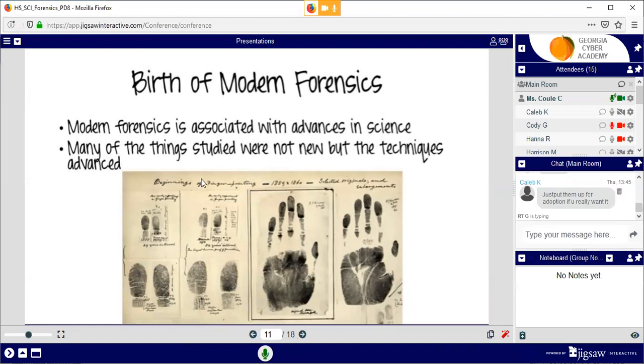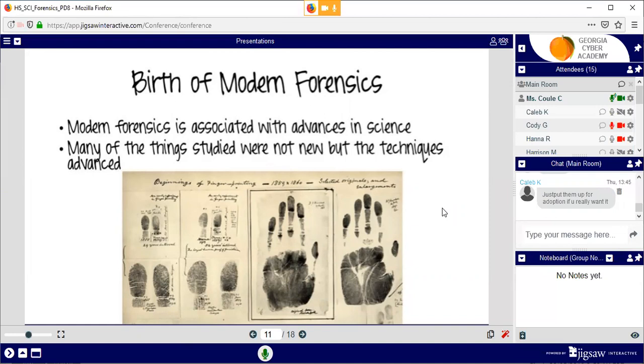Hello. Priorities. Okay, so the birth of modern forensics. Modern forensics is associated with the advances in science that we've made over the years. So many of the things that we've studied are not new, but the techniques advanced. Just like we were talking about a second ago, Juan Vucetich didn't invent fingerprinting, but he advanced the science because he used techniques in order to convict that person of a crime.